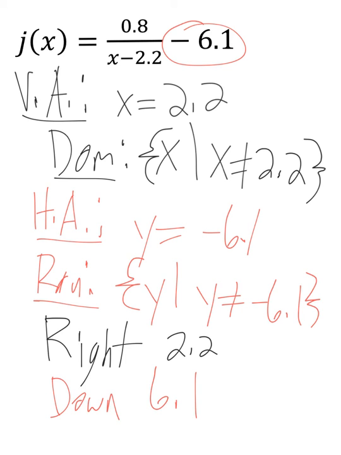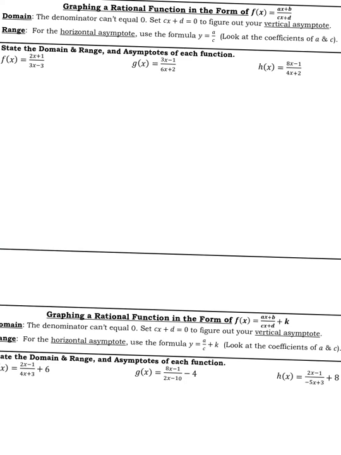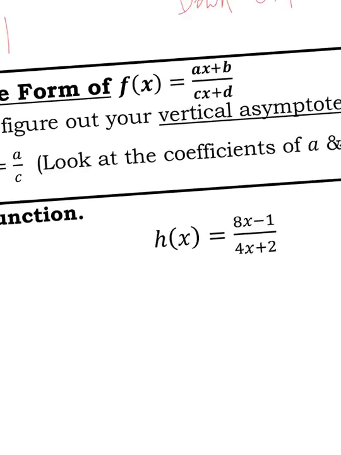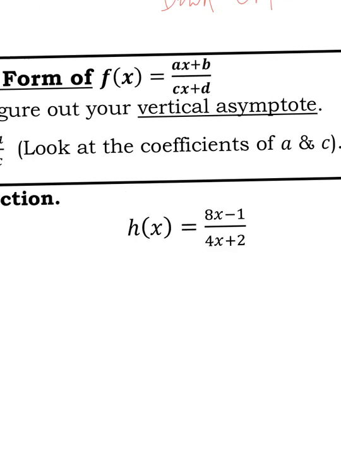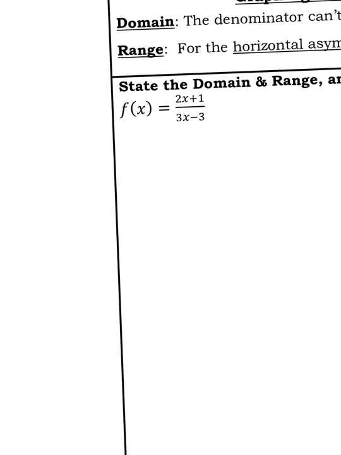So for this next section, your domain and range, well, your types of problems are going to have an x on top and on bottom. So to figure out your domain and range, we'll continue to set the denominator equal to 0, but for the range and the horizontal asymptote, you're going to do this, y equals a over c. Where am I getting a over c from? If you write it like this, ax plus b over some cx plus d, it's basically just the coefficients of a and c.